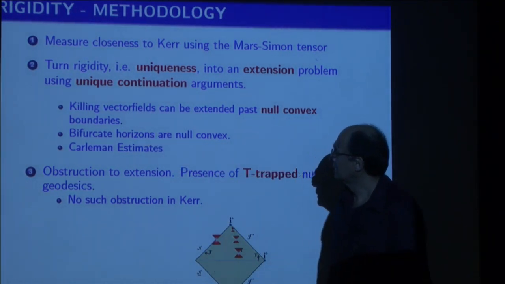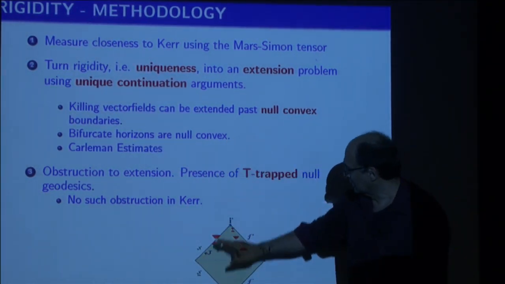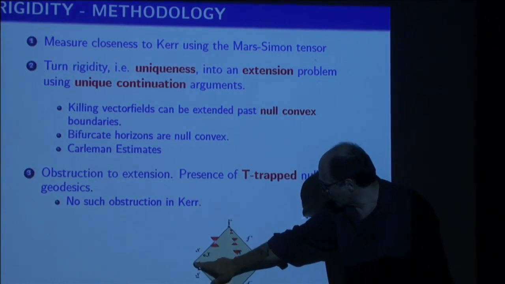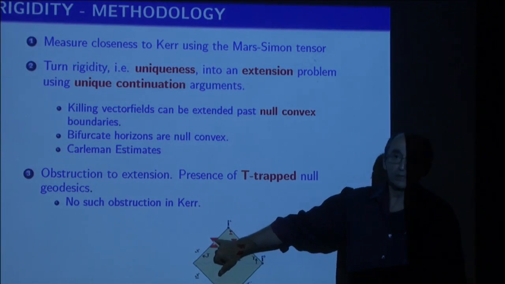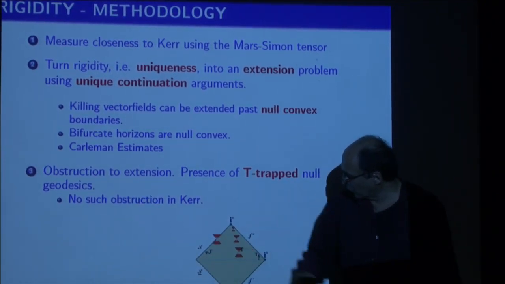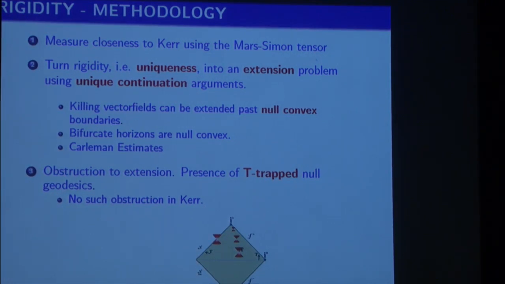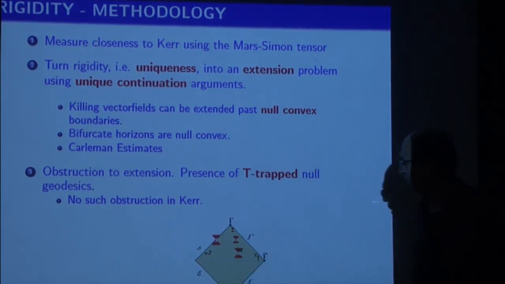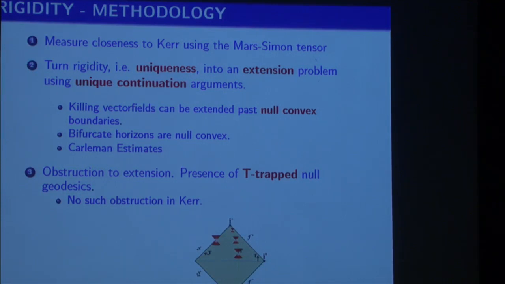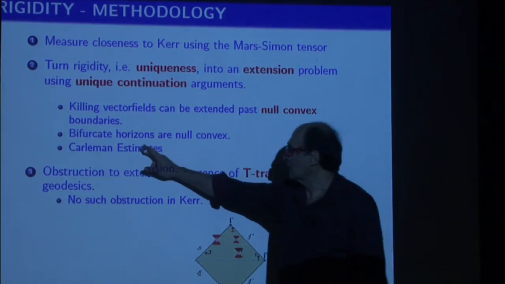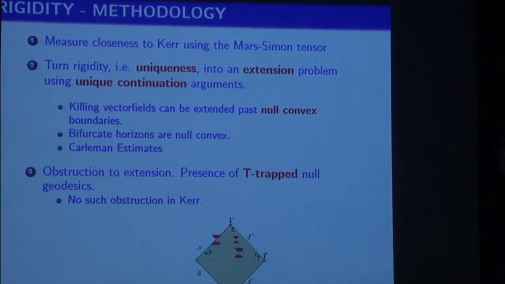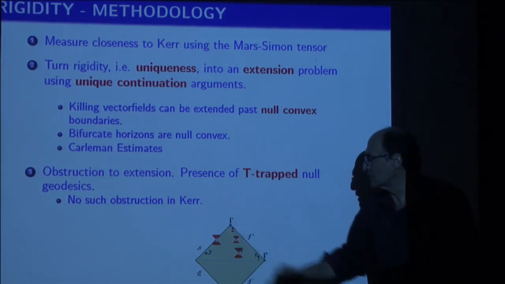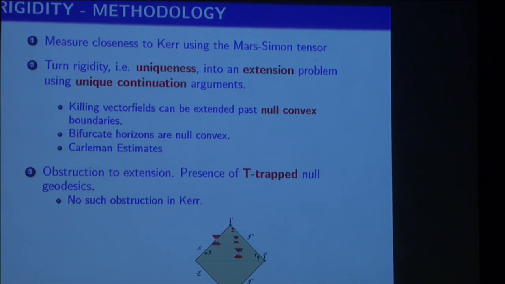This is a local result. You need the fact that null convexity is actually verified on the event horizon at these points, but not at these points. In the bifurcate horizon, so at the bifurcation sphere, as it is called, the null convexity is verified. And you have to use Carleman estimates to prove these sorts of things. And then the obstruction to extension is the presence of T-trapped null geodesics, which I mentioned. The fact that there are no such things in Kerr is an indication that maybe this is the right type of conjecture.